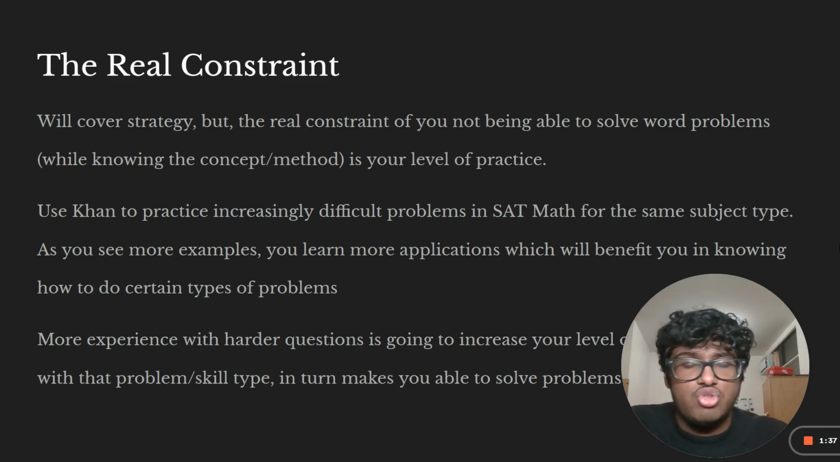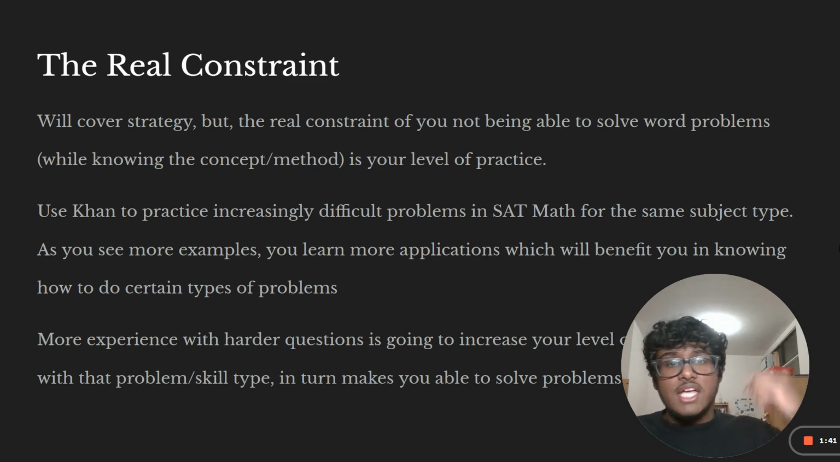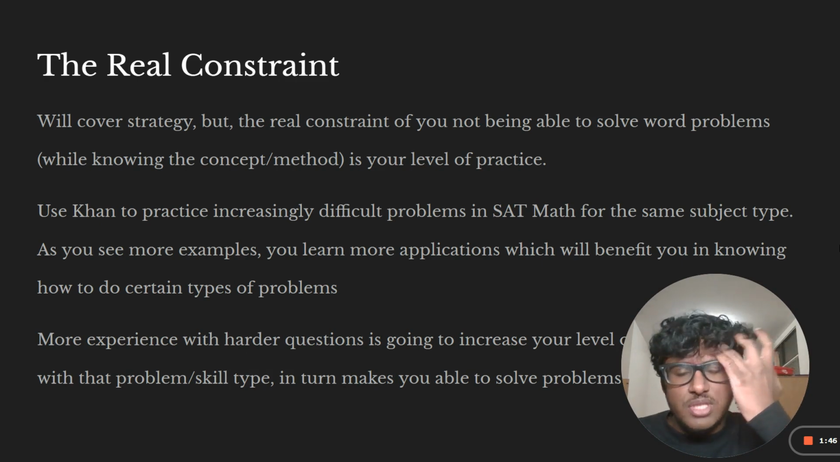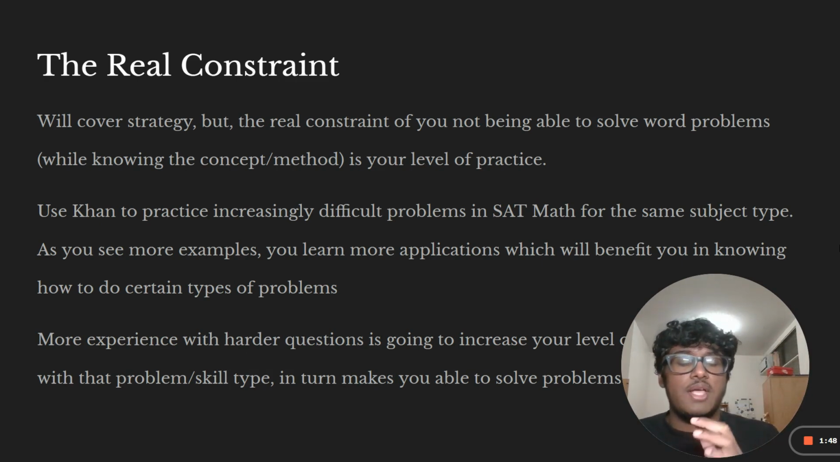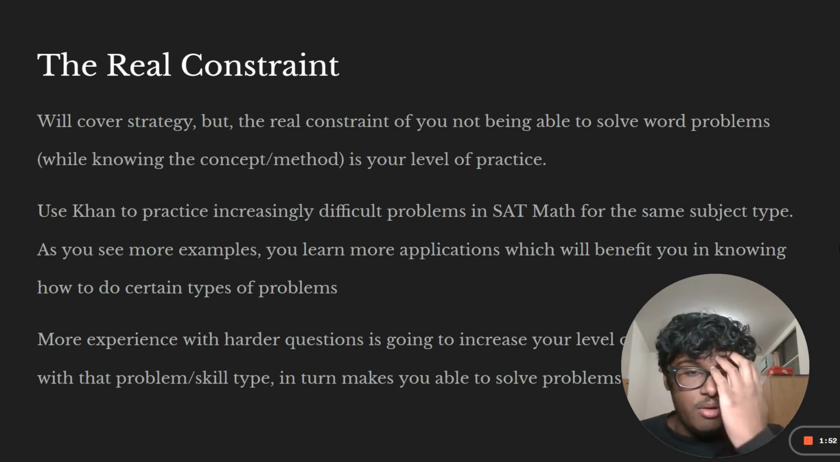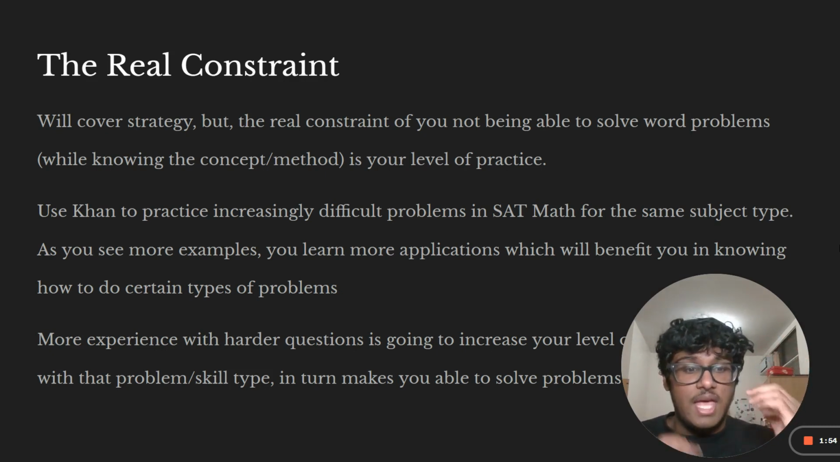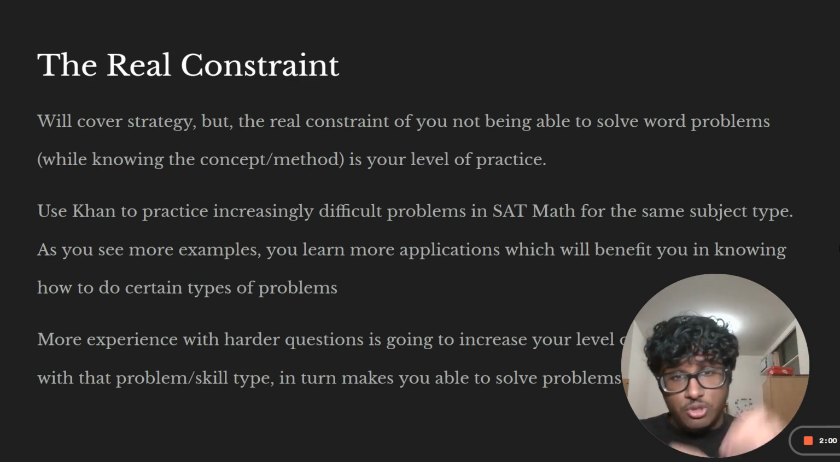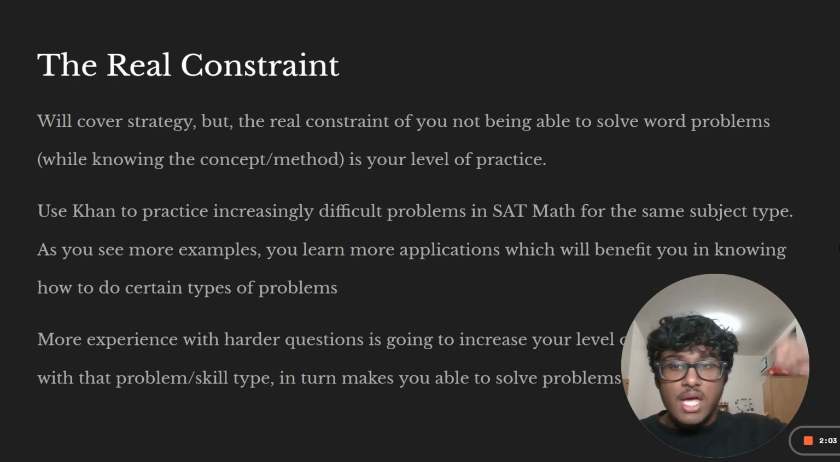You might be distracting yourself with that, or not fully understanding that it's not the word problem that's the issue, it's your level of practice, right? If you practice with extremely hard examples and versions of regular problems of that same skill category, so let's say it's a quadratic problem and you have experience with the hardest quadratic problems, the hardest problems that they can throw at you, then the word problems will actually be easier. So it's your level of practice being the real constraint, not the actual problem.